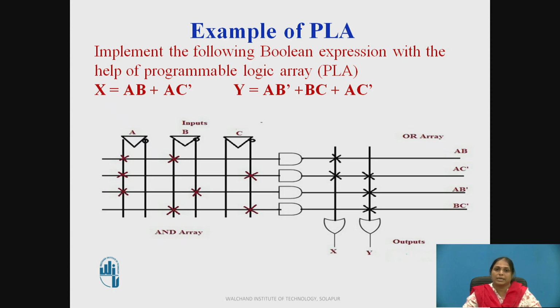Same concept as in the PAL, we are connecting A, B to the first gate, AC bar to the second gate, AB bar to the third gate and BC to the fifth gate, and the AC bar term is shared, as it is common to both x and y functions. And here, as both planes are programmable, x is connected to AB and AC bar, and y is connected to AB bar, BC and AC bar, and we get the functions x and y.